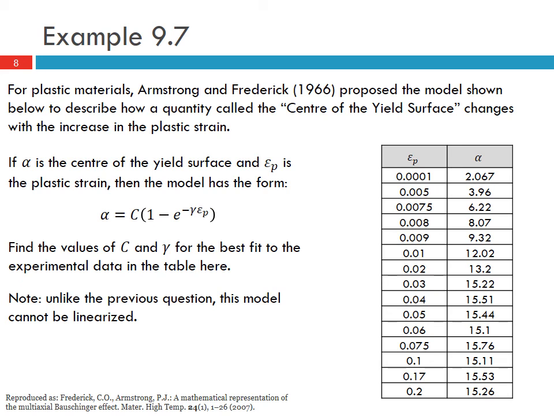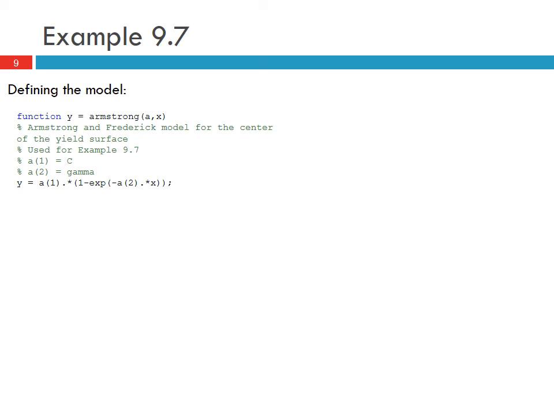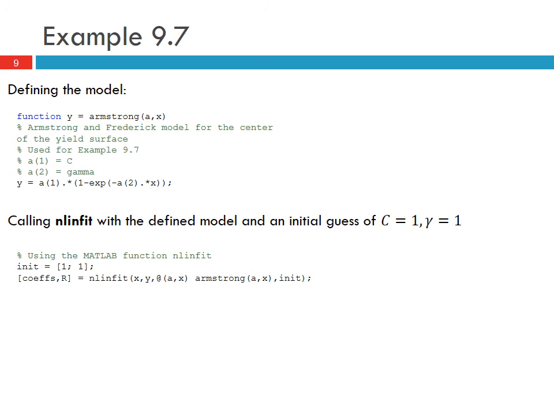And unlike the previous question, this model cannot be linearized, so we must use the nonlinear regression techniques. So again, we can define the model in its own M file that accepts a and x, where a is the vector of coefficients and x are the values that we want to evaluate at, so in this case the epsilon p. And then we can call nlinfit with the defined model along with an initial guess, and here I'm just using an initial guess of c and gamma both equal to 1. So again, the syntax is the same as it was before, as shown here. So here my function is called Armstrong, and I'm calling it with the function handle here.